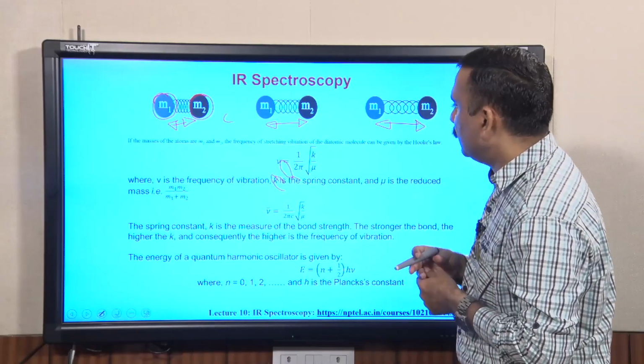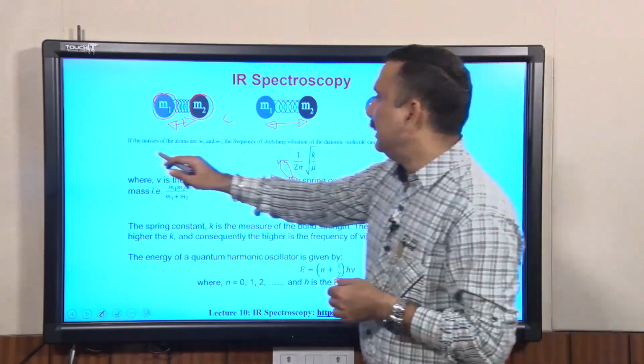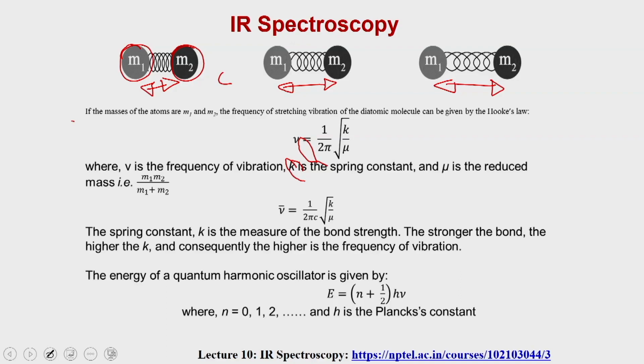If you would like to calculate it, for two atoms of masses M1 and M2, the frequency of stretching vibrations can be calculated with the help of Hooke's law.